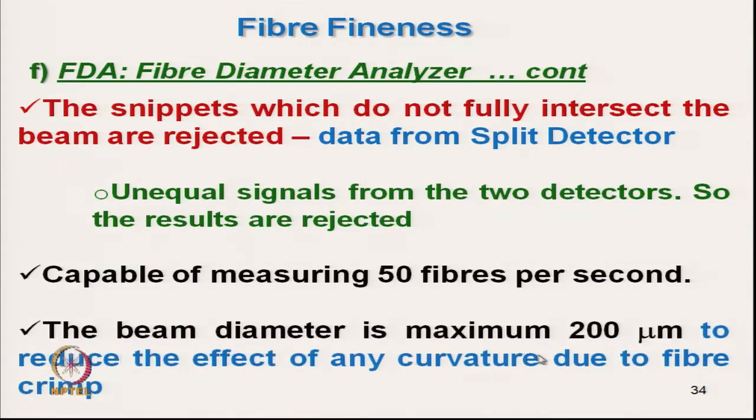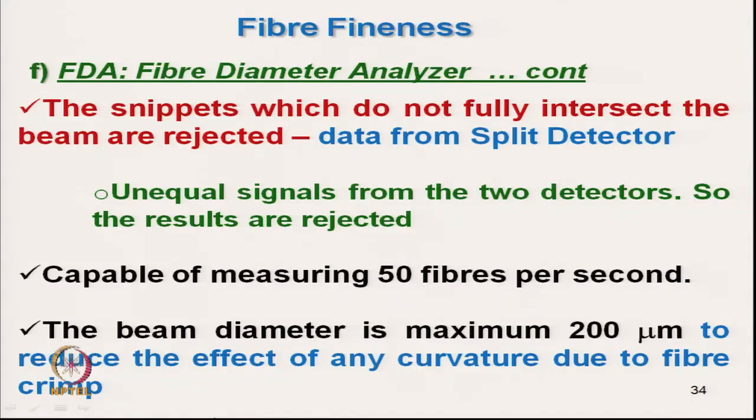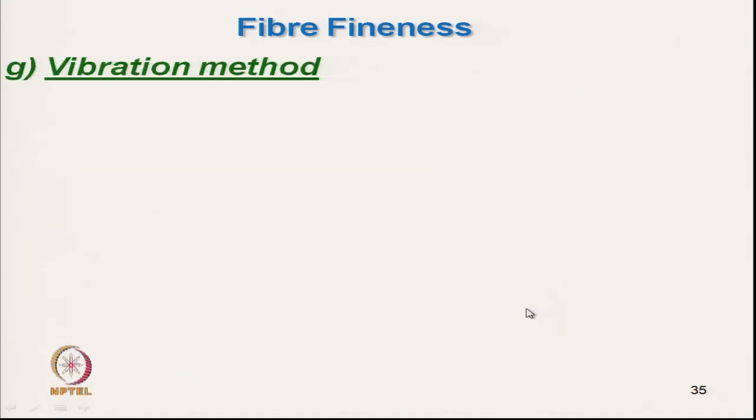The beam diameter is a maximum of 200 millimeter. Can we have a larger beam diameter? We can definitely have. Why 200 millimeter? Because to reject any crimp of the fiber, to reduce the effect of any curvature due to the crimp of the fiber. So, that is why we have to use a very fine beam diameter.